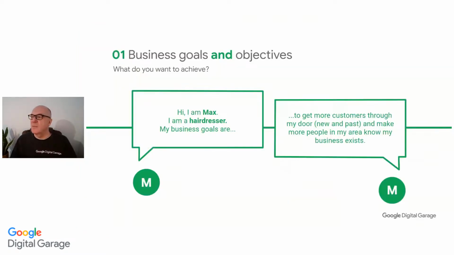So let's have a look at point 1. We're going to be looking at our business goals and objectives with an example from Max, who's a hairdresser. So Max wants to get more customers through the door, new and past. So not just existing people that have been there before, but also attracting new customers, and make more people in the area know that the business exists. So they want to build on their awareness so that more and more people will come and use them over time. So there's a good example of a business goal. What do you want to achieve?